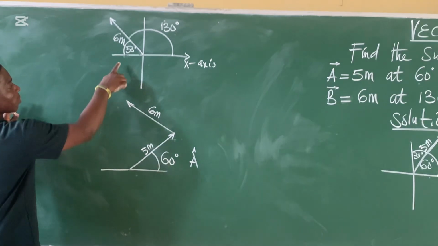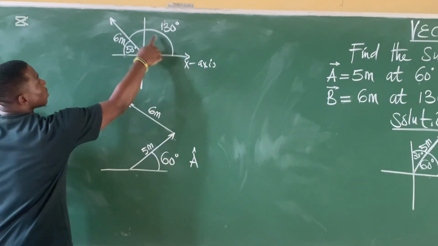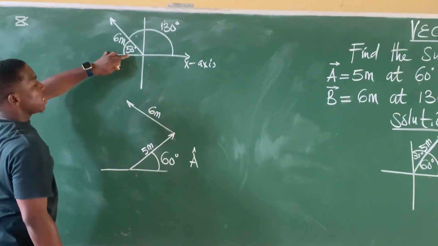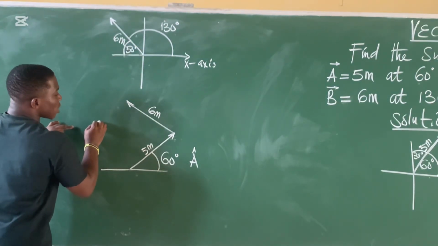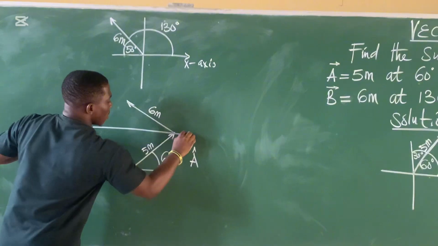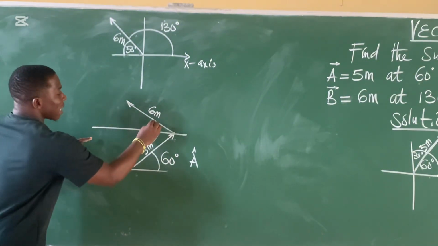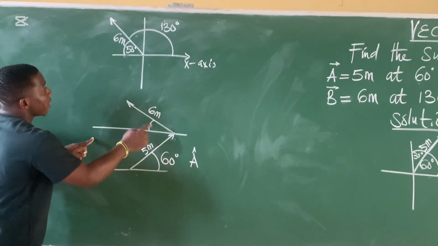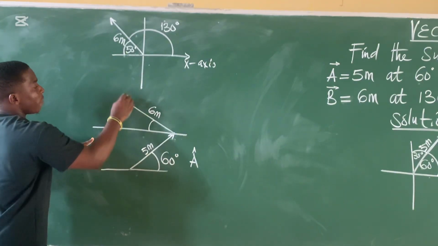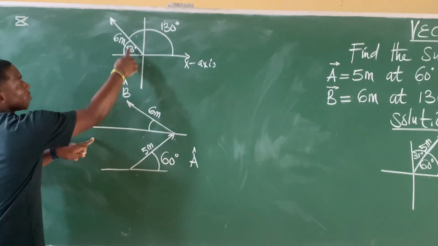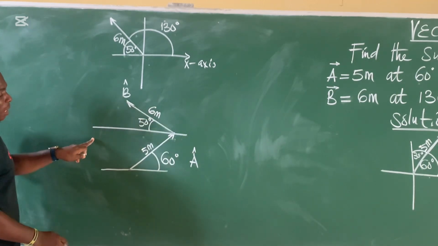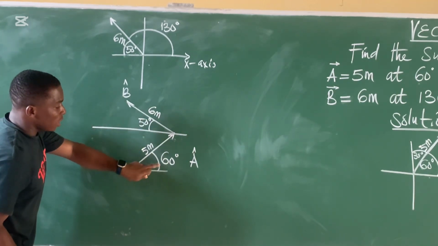Now, please consider something. I know that from here to here is 130. It means the remaining angle for vector B is 50 degrees. Now, if I draw a straight line, it means that this remaining angle here is 50 degrees. This is for vector B. And the angle for vector A is what?